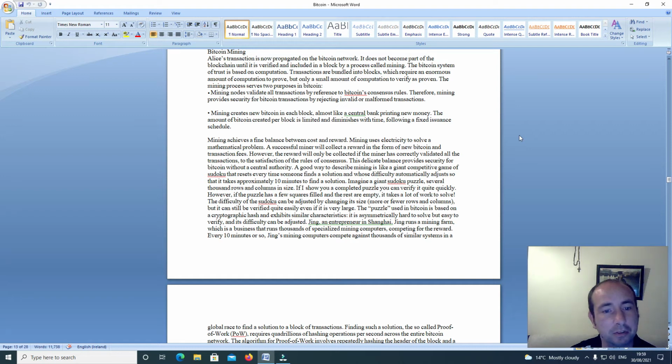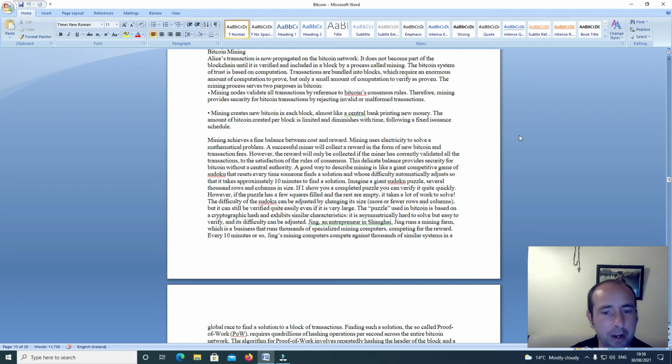The mining process serves two purposes in Bitcoin. Mining nodes validate all transactions by reference to Bitcoin's consensus rules. Therefore, mining provides security for Bitcoin transactions by rejecting invalid or malformed transactions. Mining creates new Bitcoin in each block, almost like a central bank printing new money. The amount of Bitcoin created per block is limited and diminishes with time following a fixed issuance schedule.